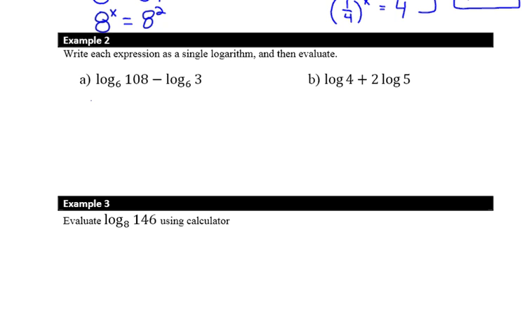So we could write this as log 6 of 108 divided by 3, which equals what? 36. And what would be our answer? 6 to the power of what equals 36? 6 to the power of what equals 36? 2. 6 to the power of 2. So our answer is 2.